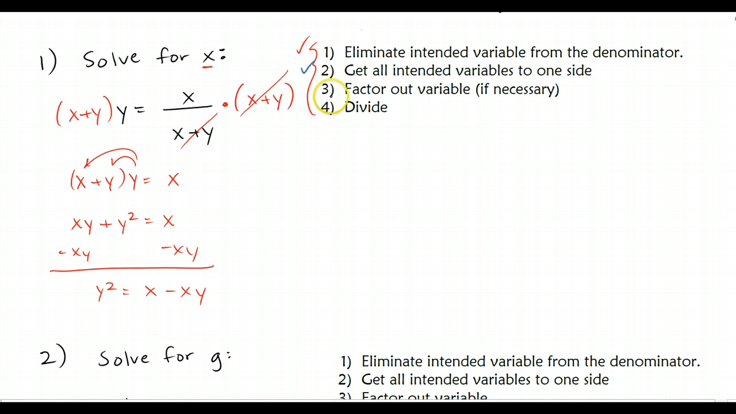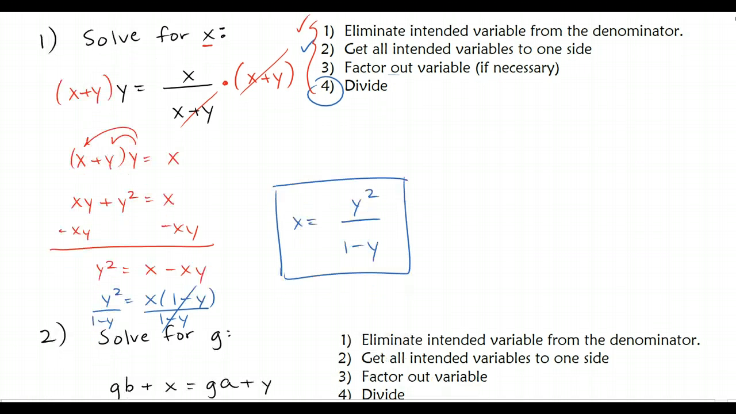Now, step 3 says to factor out the variable if necessary. So in this case it is necessary. I see my variable appearing more than once, which means I have to factor. So I'm going to take out a GCF of x, leaving me with 1 minus y. Okay, now I can further isolate this x, because now all I need to do is get rid of this term. So step 4 here says to divide. All I need to do is divide by 1 minus y. That's going to cancel and leave me with x equaling y squared over 1 minus y.